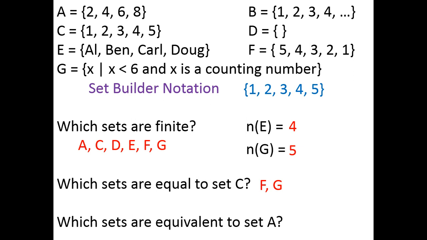Which sets are equivalent to set A? Well, equivalent means they contain the same number of elements. So since set A has 4 elements, any other set containing 4 elements is equivalent to set A, which in this case is set E.